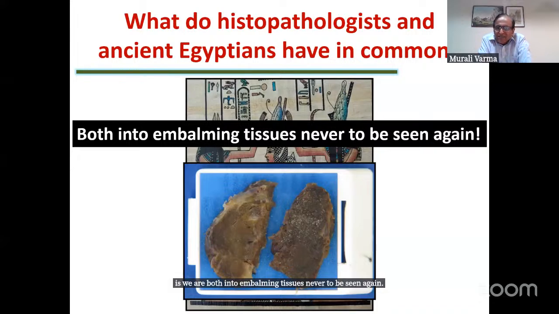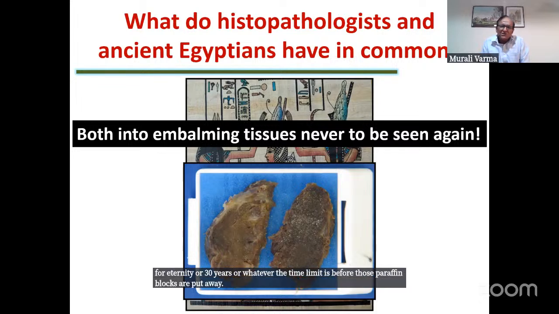So if I embed a specimen and put it all into blocks, I put it all into paraffin, I only take one 5 micron section from each of these blocks. The rest of it is going to remain in paraffin for eternity, or 30 years, or whatever the time limit is before those paraffin blocks are put away.